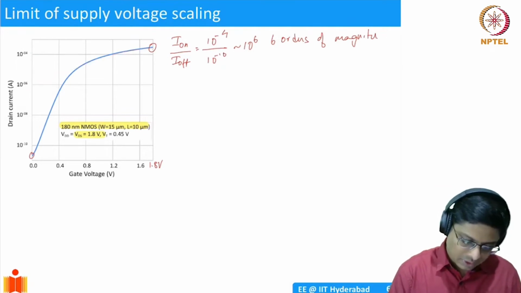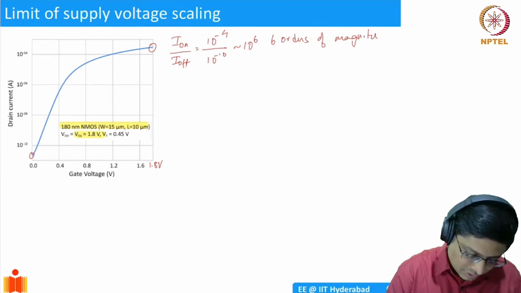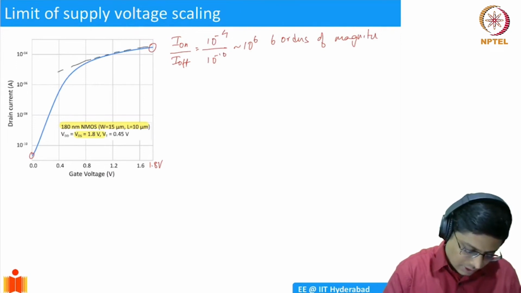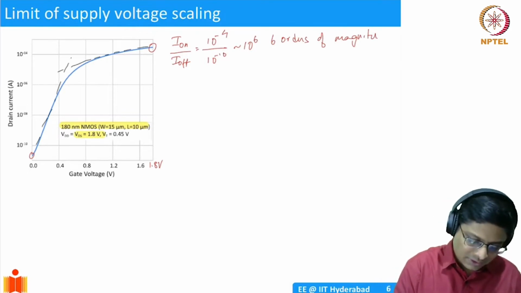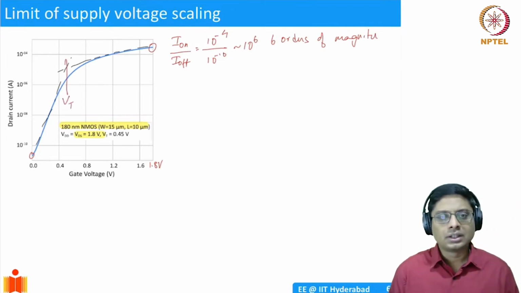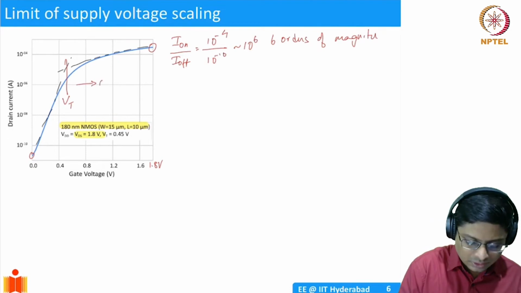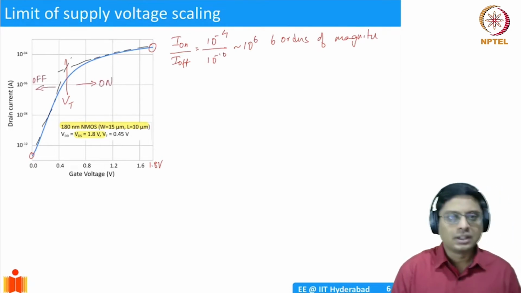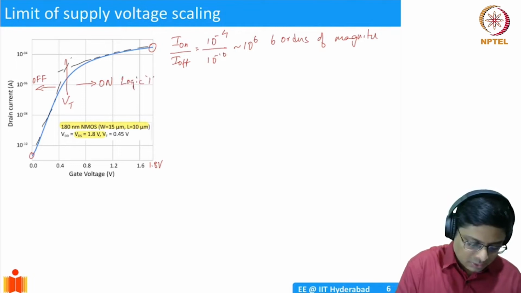So now in this technology, what is the threshold voltage here? You could try to plot this, extrapolate it in this direction, and say it is somewhere around here. This is my VT. Remember, above this the MOSFET is on, and below this the MOSFET is off. So this corresponds to a logic 1, and this corresponds to a logic 0.